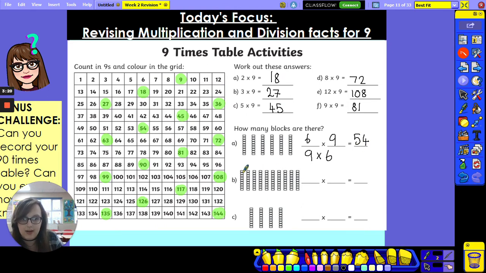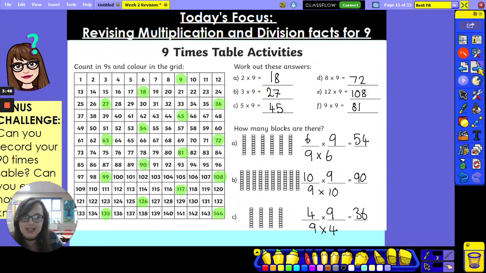Now here we've got 1, 2, 3, 4, 5, 6, 7, 8, 9, 10 lots of 9. So that's 10 times 9 or 9 times 10 to give us 90. Next we've got 1, 2, 3, 4, 4 times 9, which will give us 36. Or we could have said 9 times 4, which would give us the same answer.